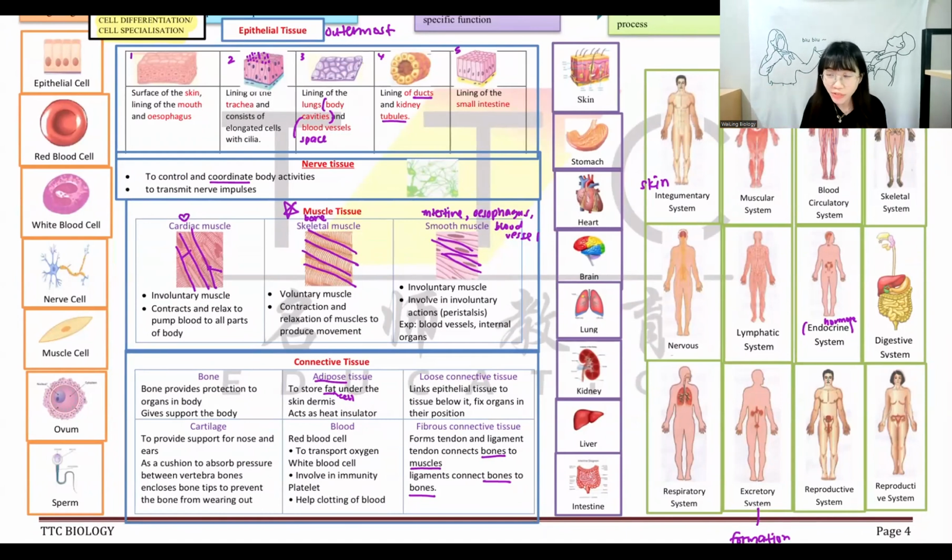So to study biology, remember to study in sequence first. Study the label, study the function, study the process. It comes in a sequence. Don't start with process first when you don't even know what that is. So this is the sequence when we study about it.